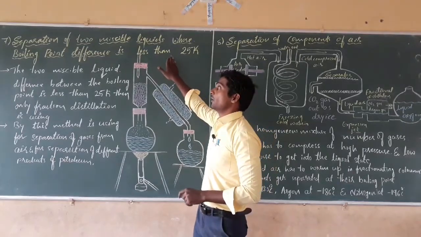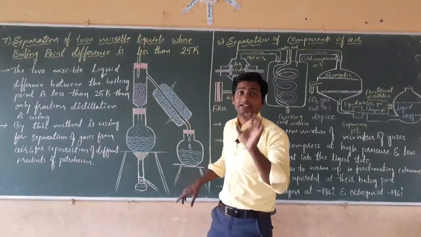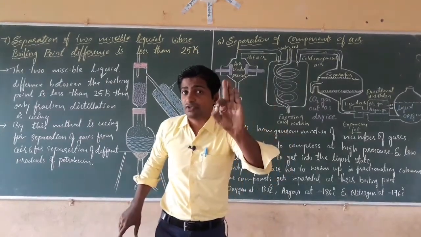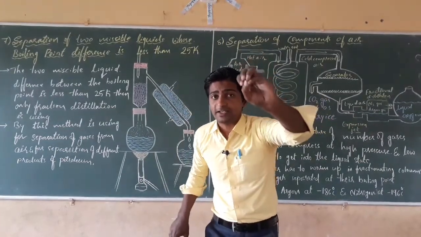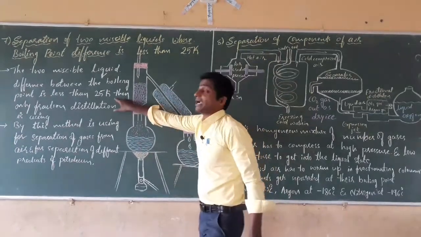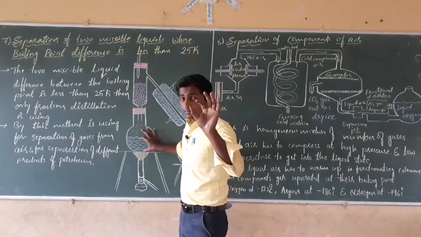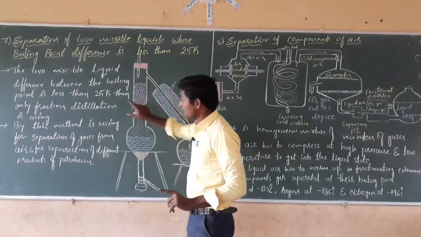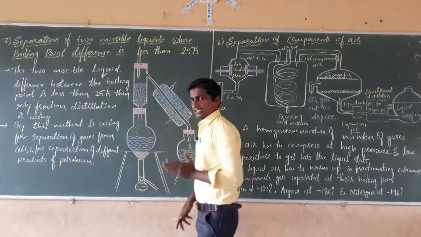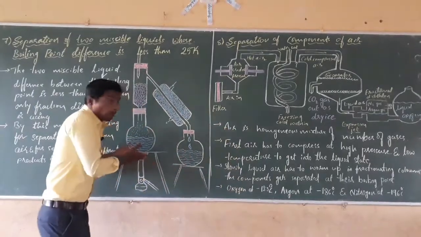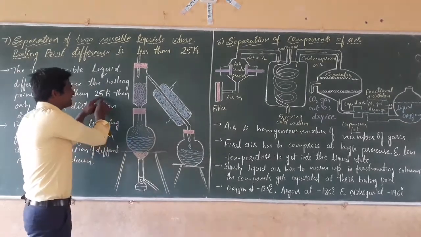In such cases, we go by a method called the fractional distillation method. In the previous class, we studied the distillation method, where the two miscible liquids we separate have a difference of boiling point of more than 25 Kelvin. But here, the two miscible liquids we have taken have a difference of boiling point of less than 25 Kelvin. It means if we heat the liquid, both will evaporate. Their boiling points are very near.